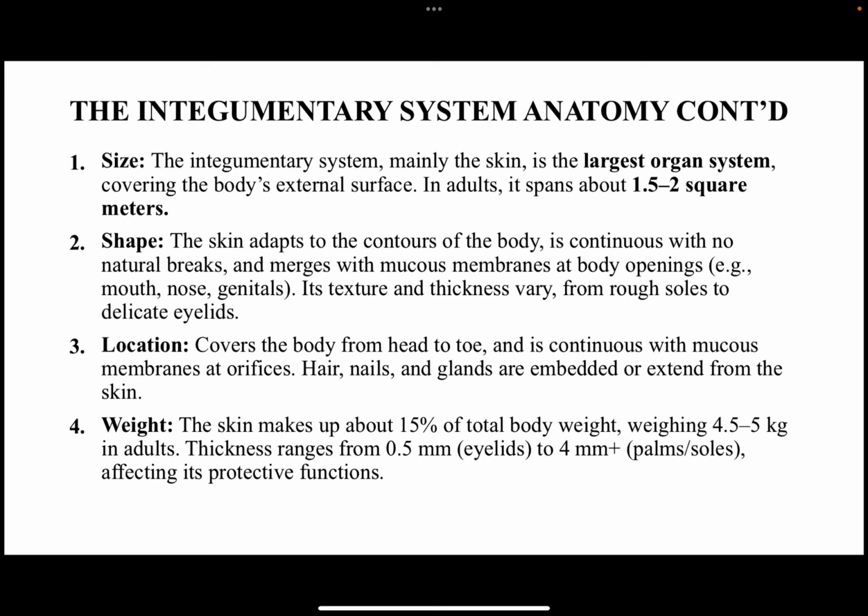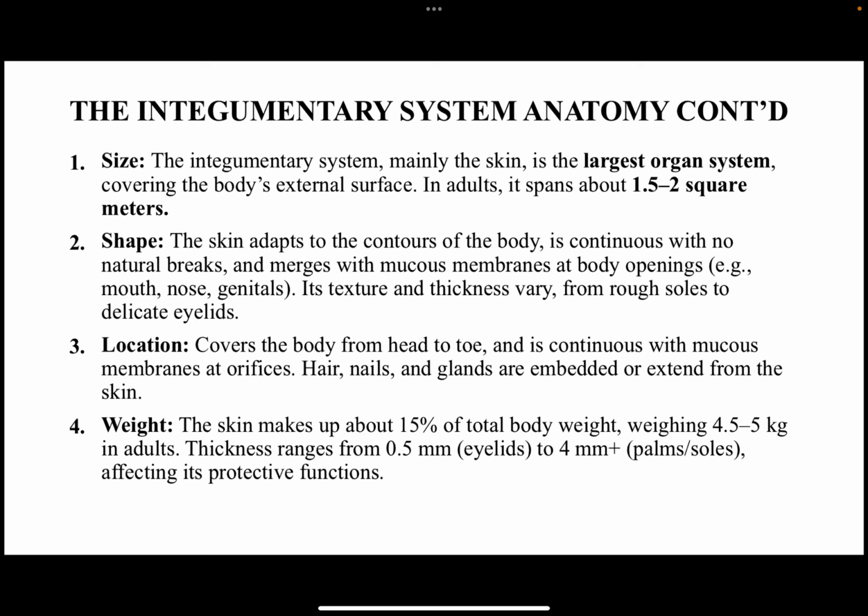Okay, good. In terms of weight, the skin makes up about 15% of your total body weight, and it weighs on average 4.5 to 5 kilograms in adults. Like I said, in terms of thickness, it ranges from 0.5 millimeters, especially in the eyelid, so it's very thin there, to 4 millimeters around the palms or soles. Okay, so that is basically it for the skin.